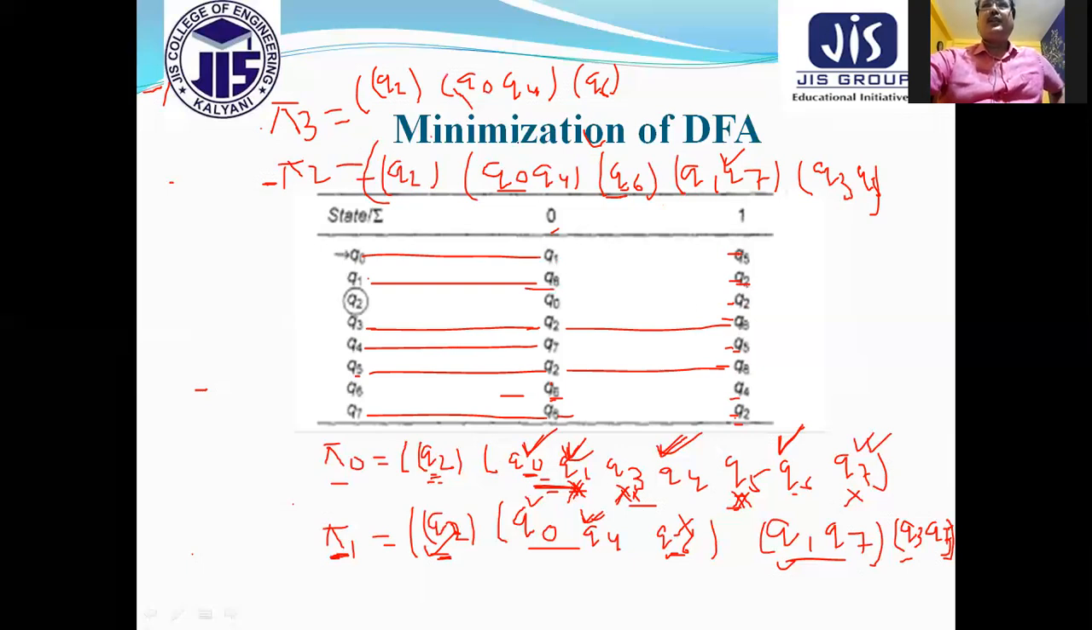Q2 and Q2, Q4 again belongs to the same set. It is again not giving a problem. So I can write Q1, Q7 as it is. There will be no changes. This division is not possible.